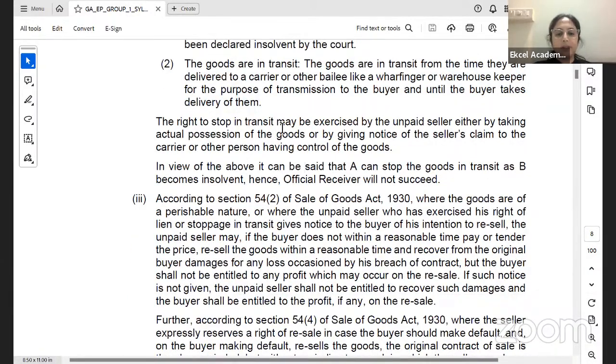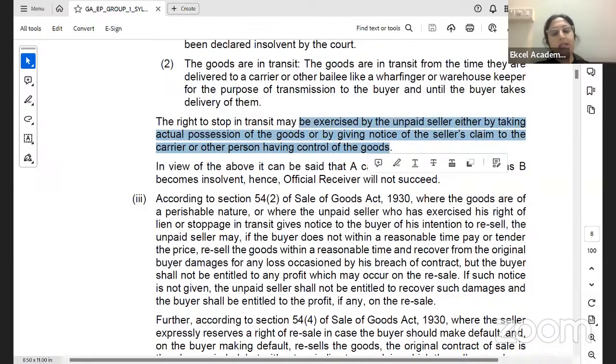The right of stoppage in transit may be exercised by the unpaid seller either by taking actual possession of the goods or by giving notice of the seller's claim to the carrier or other person having control over the goods. That means either I am the seller and personally I can go and take back the goods. It has not yet reached the buyer. It is still in transit. I will talk to the courier agency or the wharfinger, and I will collect it back, or I will give them strict instructions not to deliver the goods to that person. Both come under right of stoppage in transit.